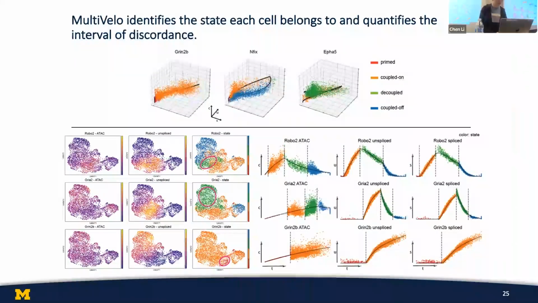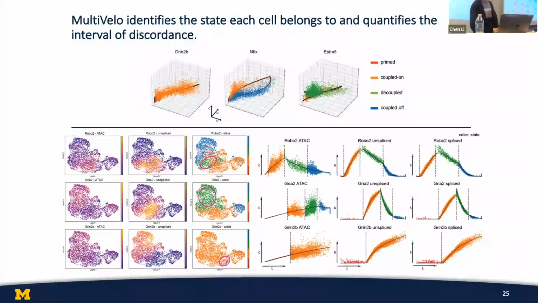These figures here show an intuitive result of decoupling patterns. On the top, first let me explain the colors. The red one is the primed phase, the orange is coupled on, then followed by the decoupled green phase, then the blue one is the coupled off. For each gene, any of the 4 states can happen, but they have to be in order.